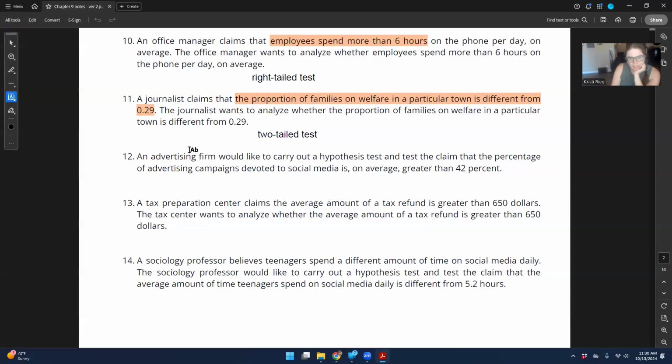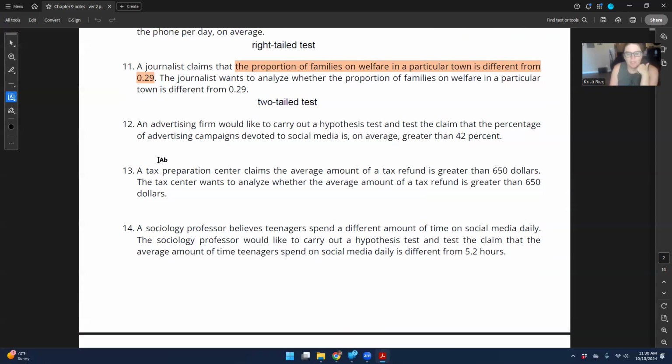I think my daughter is yelling down the hall. Okay, we'll just go quick and then I'll go deal with that.